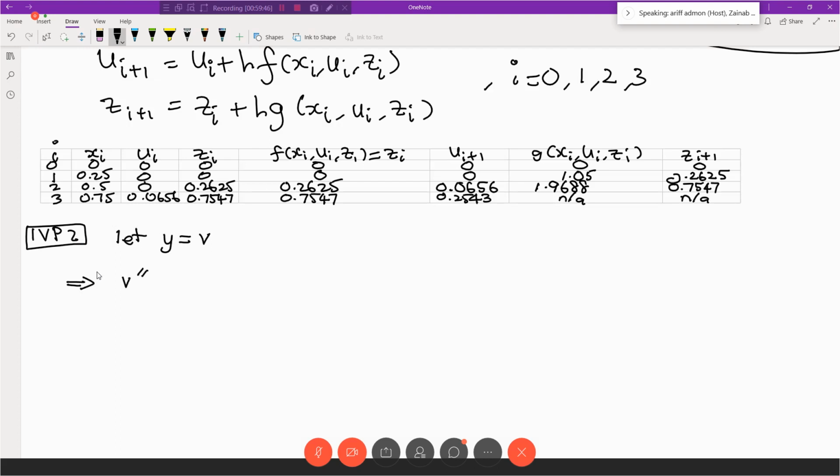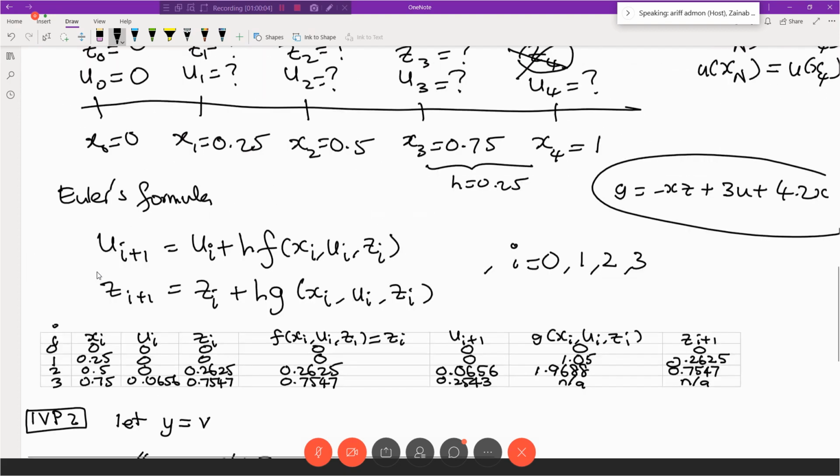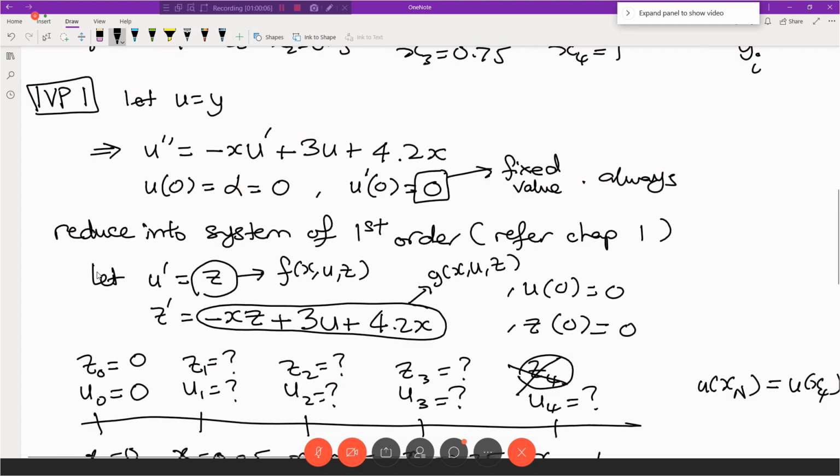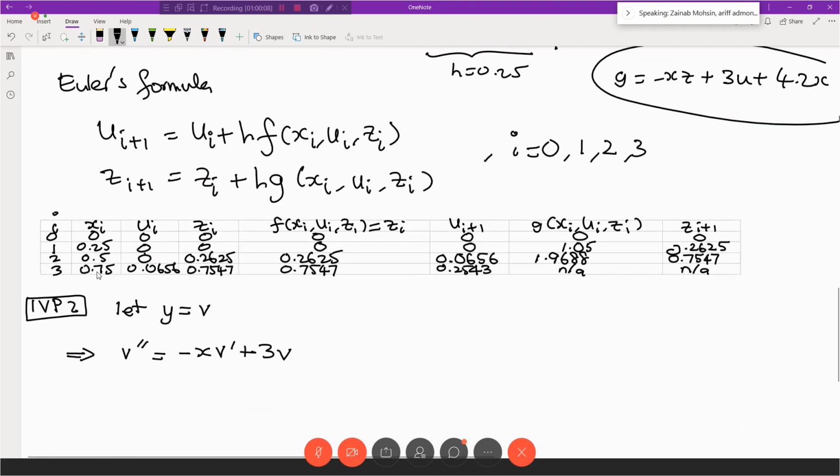So V double prime, negative X V prime plus 3 V, isn't it? Yeah. Okay.